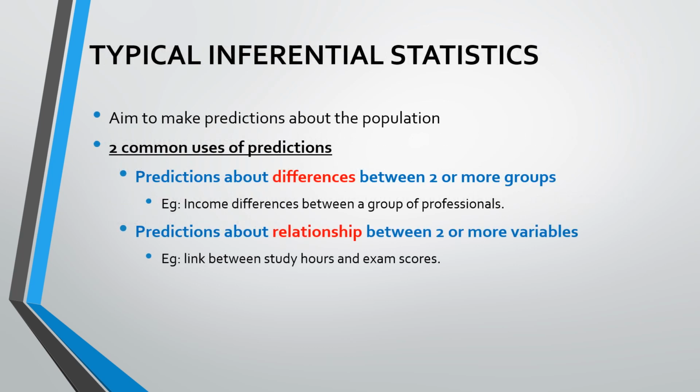Typical inferential statistics aim to make predictions about the population. Two common uses of predictions. Predictions about differences between two or more groups, e.g., income differences between a group of professionals. Predictions about relationships between two or more variables, e.g., link between study hours and exam scores.